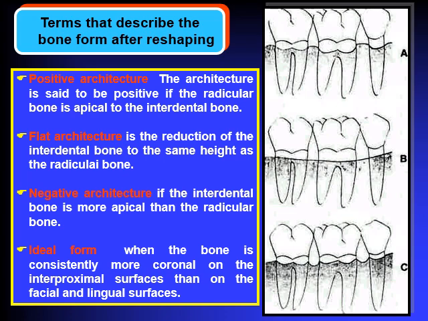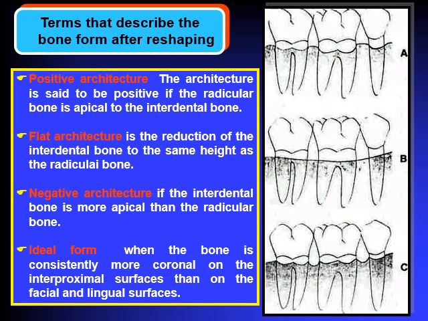What about the terms to describe the bone form after you make your reshaping or your resective surgery? We may achieve either a positive architecture, flat architecture, or a negative architecture. Now we begin with the ideal form. Ideal form, as we mentioned, is when the bone is consistently more coronal on the interproximal surface than on the facial and the lingual surface. This is normal.